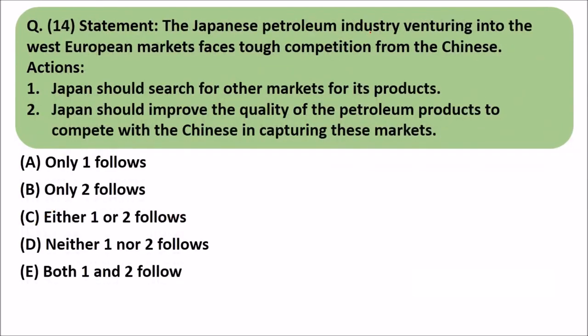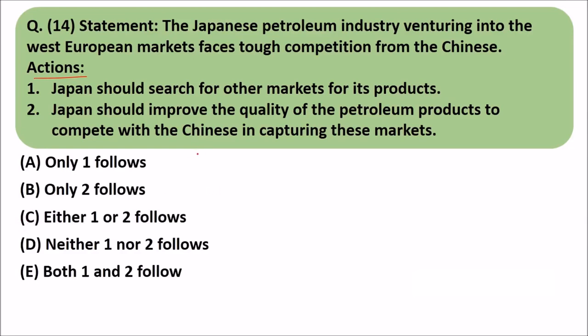Statement: the Japanese petroleum industry venturing into the West European markets faces tough competition from the Chinese. Action 1: Japan should search for other markets for its products. Action 2: Japan should improve the quality of the petroleum products to compete with the Chinese in capturing these markets. Now, since you have seen question number 13, you can simply mark both of these and say that both of them follow, or either 1 or 2 follows.